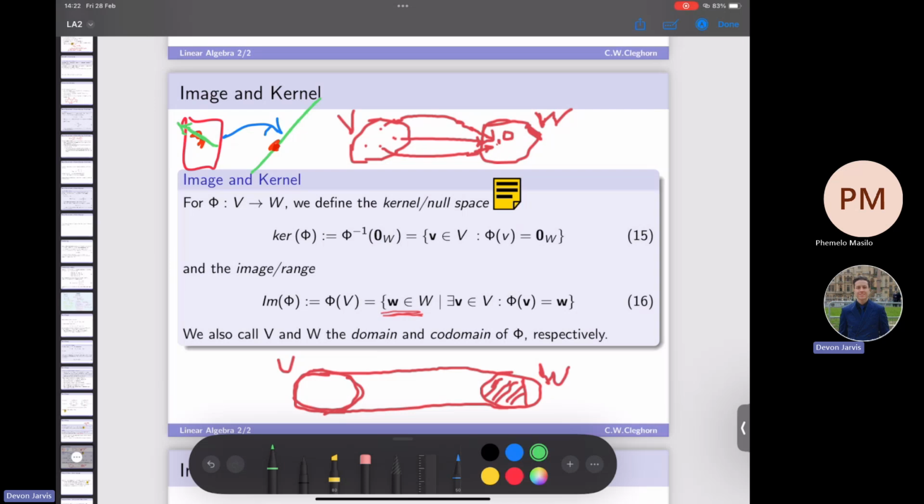Any point that lies on that line is called the kernel or the null space. It gets mapped to 0. Mapped to 0 means it's forgotten. Okay? Does that make a little bit more sense?